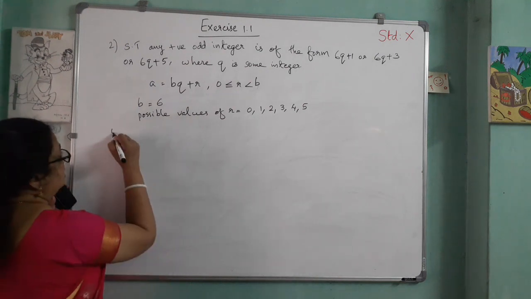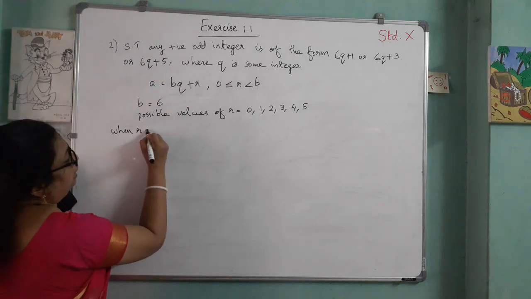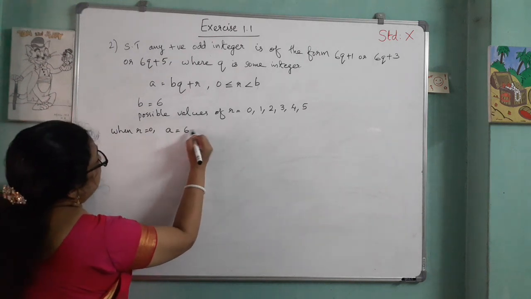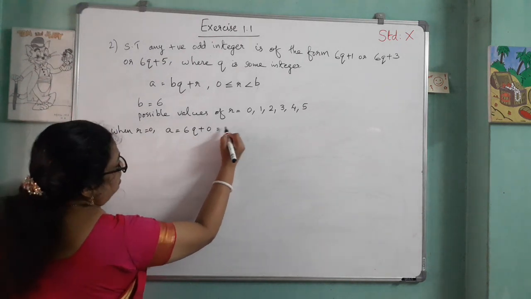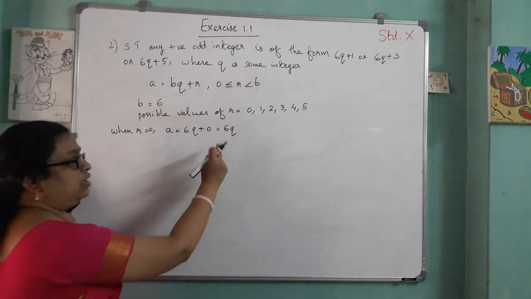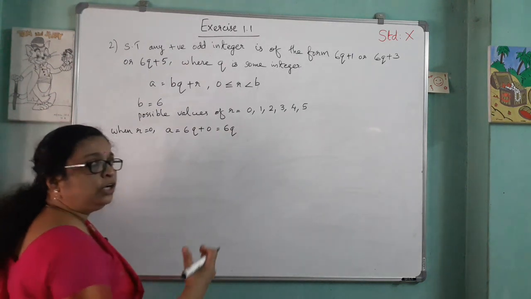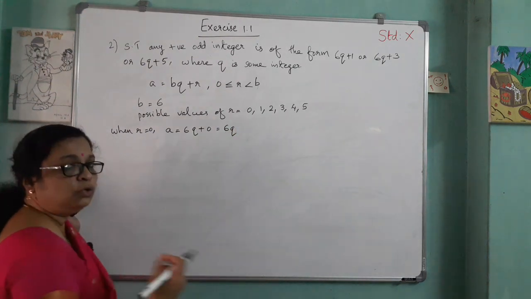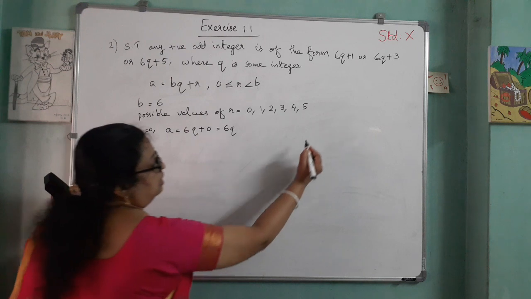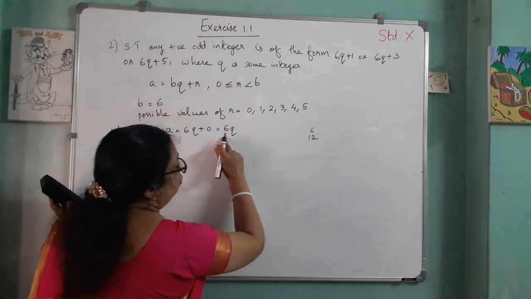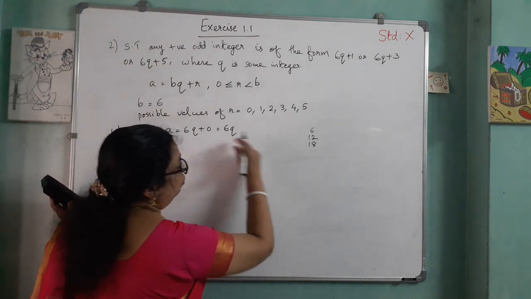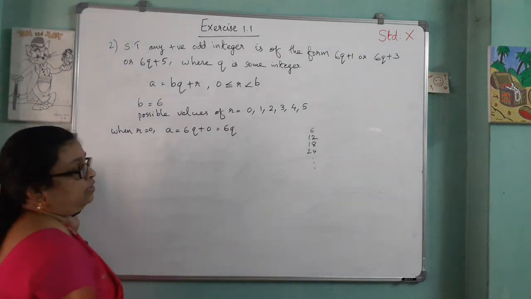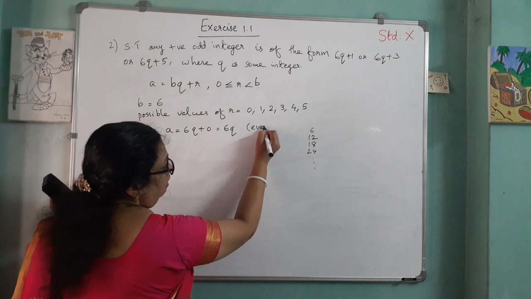And then we write, when r equals 0, then a equals 6q plus 0, which is equal to 6q. When we put q equal to 1, 2, 3, etc. When q is equal to 1, it is 6. q equal to 2, it is 12. q equal to 3, it is 18. q equal to 4, 24, etc. These all are even numbers. So this will be even.